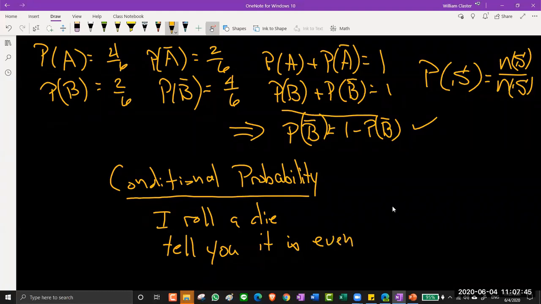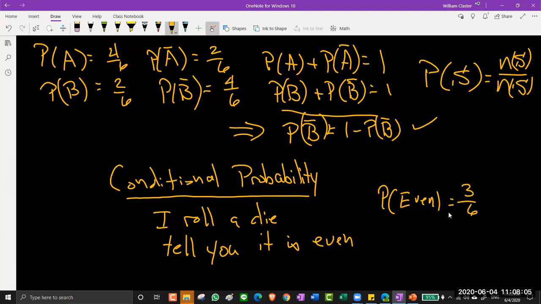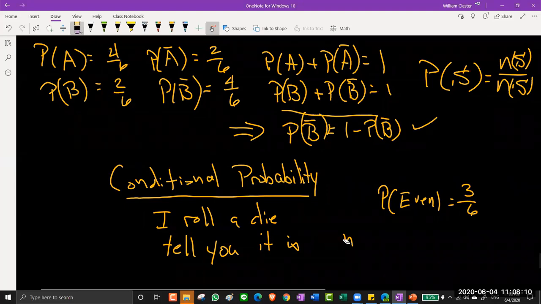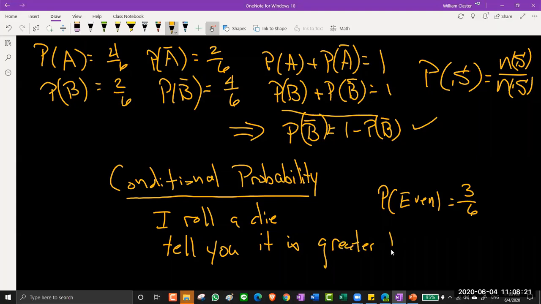Oh, sorry, before I do that, let me say, what's the probability of an even number? 3 out of 6. It's 3 out of 6, right? Okay, I'm not going to tell you it's even, actually. I'm going to tell you that it's greater than 3. So I tell you that it's greater than 3. So the result is greater than 3.